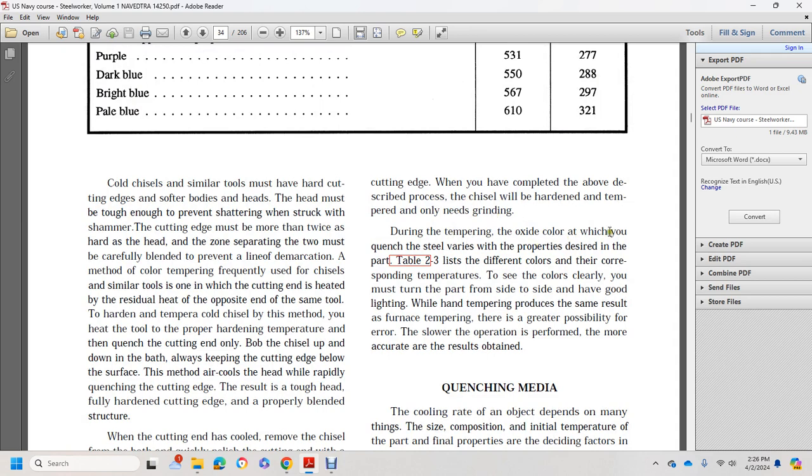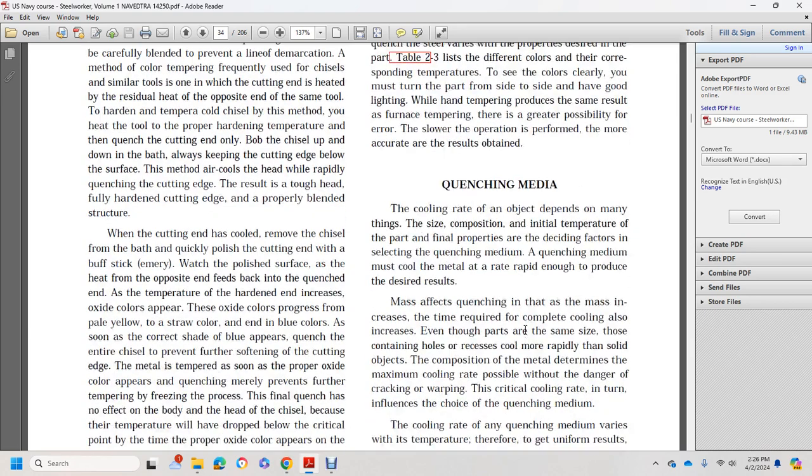The tempering oxide colors to quench the steel vary with the properties desired within the part. Table 2-3 lists the different colors and the corresponding tempering temperatures. To see the colors clearly, you must turn the parts from side to side, and you must have good lighting. While hardening temperature hand tempering produces the same result as furnace tempering, there is greater possibility of error with air. The slower the operation is performed, the more accurate the result obtained.